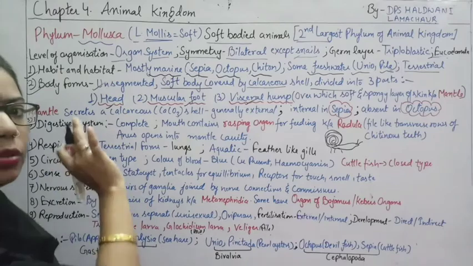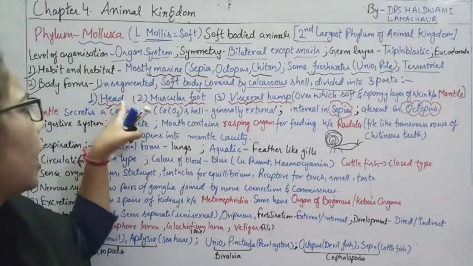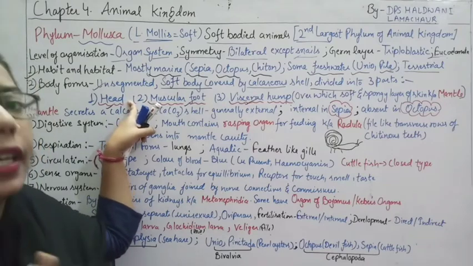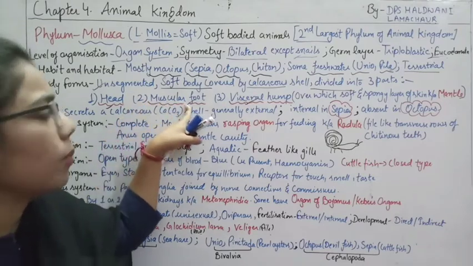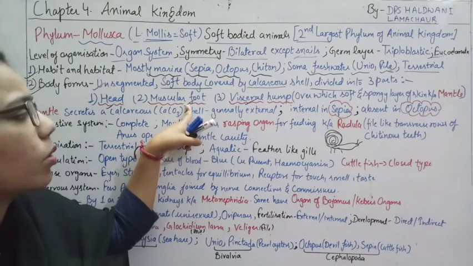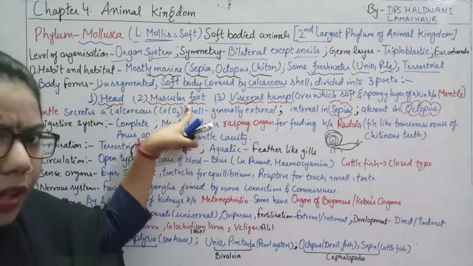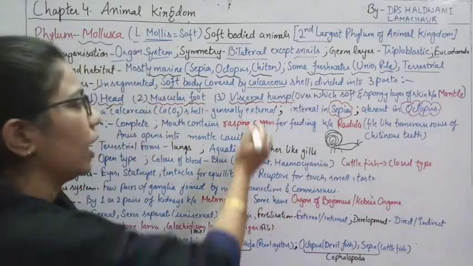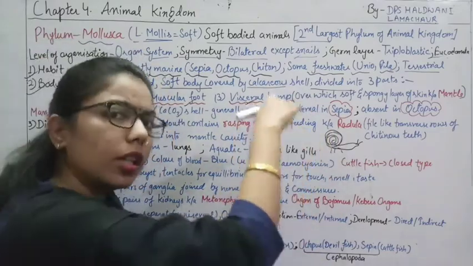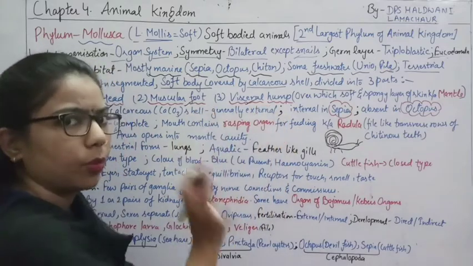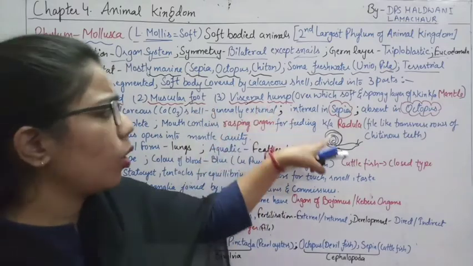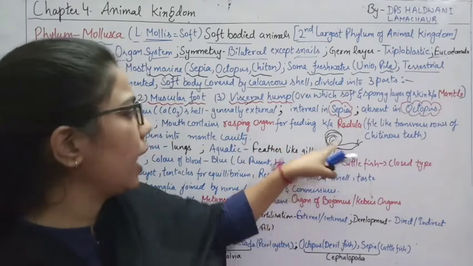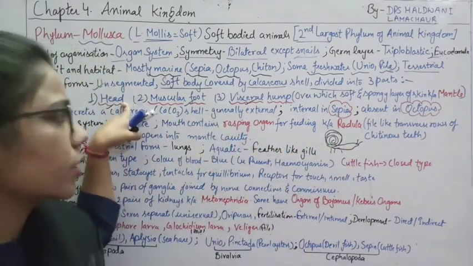So the body is divided into three parts. In the head you can see there may be some tentacles present. If you talk about the muscular feet, where are they present? On the ventral side. What is dorsal? The upper side, and ventral is the lower side. And this visceral hump, where will you see it? On the dorsal side. Okay, the positions are clear here. Visceral hump on the dorsal side, and the muscular feet on the ventral side, right? And the head has some tentacle like structures.